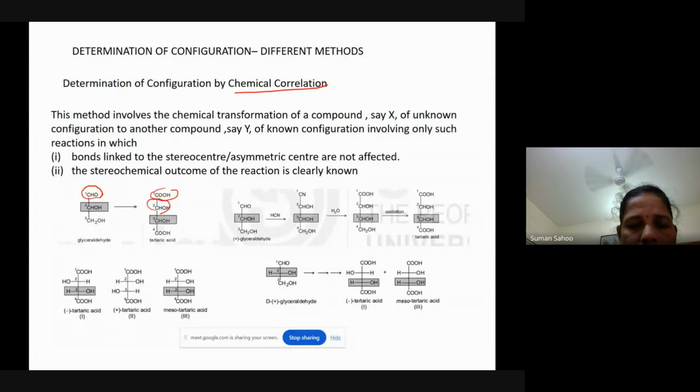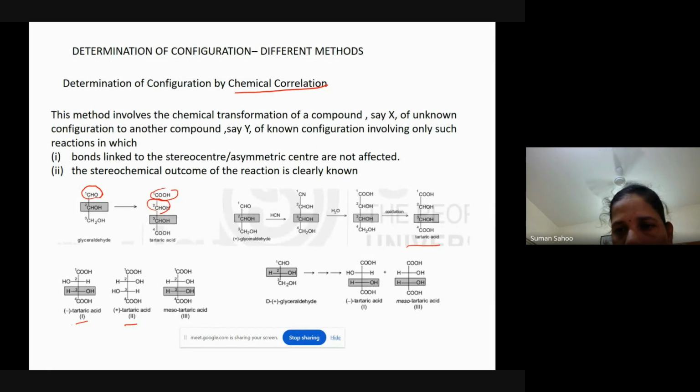This tartaric acid is optically active, so there can be three tartaric acids. Glyceraldehyde gives tartaric acid, and we have three tartaric acids, which we discussed yesterday. So those are the three stereoisomers: two are mirror images, and you have a meso-tartaric acid.